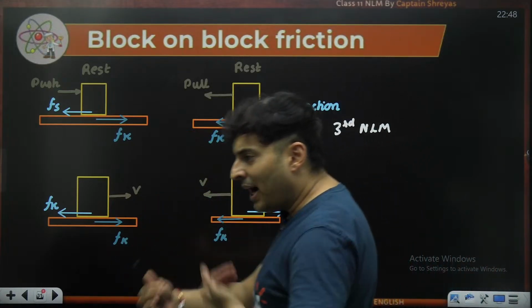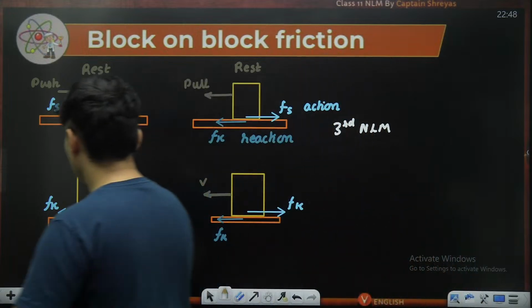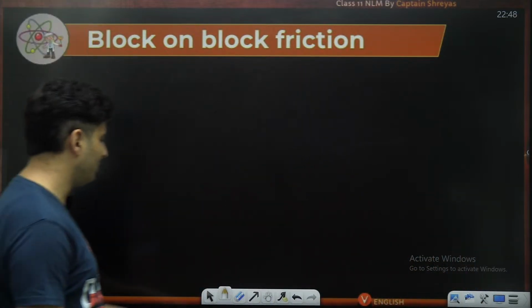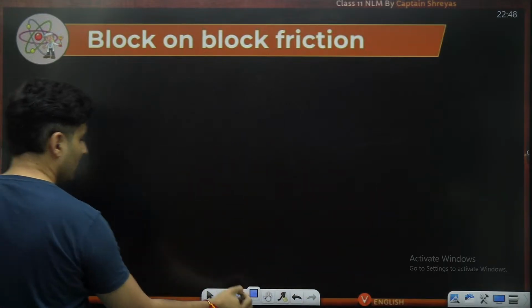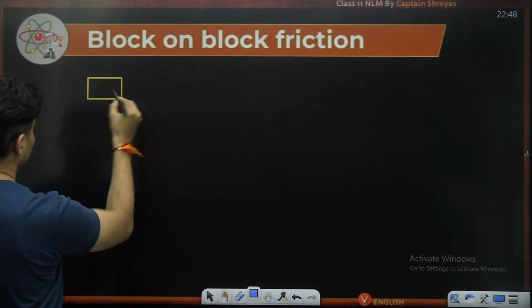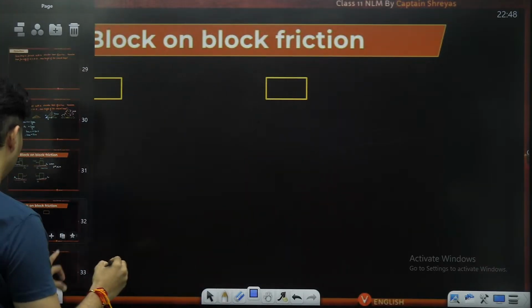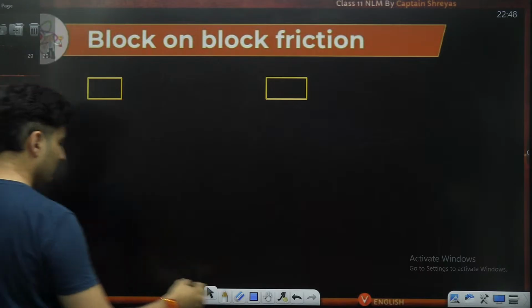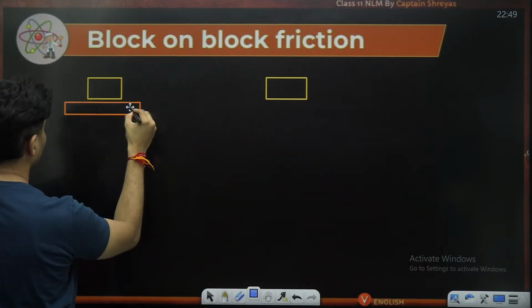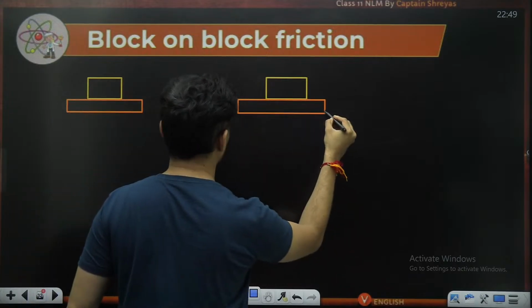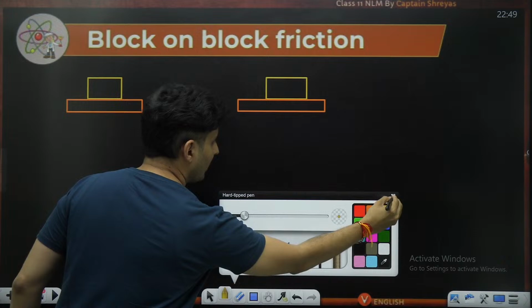Now, imagine both surfaces are moving. Wow. Both surfaces are moving. Then what happens, sir? Let's understand it. Okay. So, let's say this on the top. And this over here. Okay. I just created a duplicate. Anyways. Now observe carefully, guys.